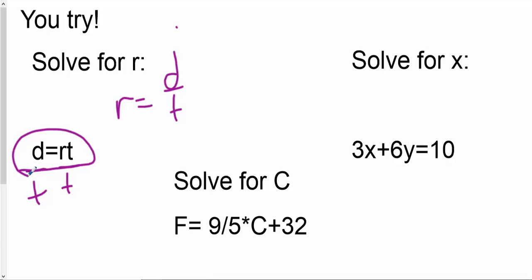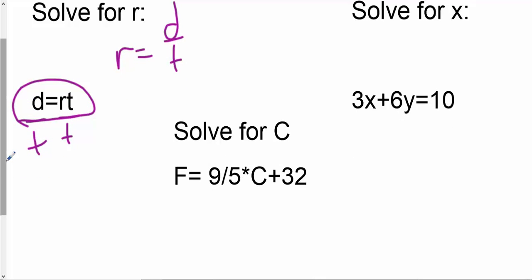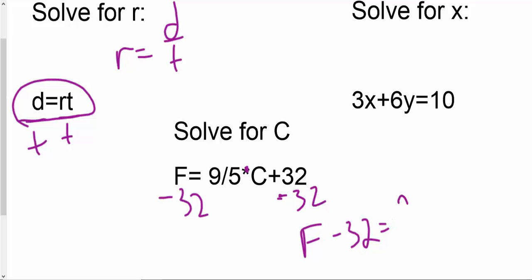Let's pop down to this second one. This is a conversion between Fahrenheit and Celsius. So what we're going to do here is we need to solve for Celsius, or the C. This little star here means multiplication. So we're going to subtract 32 from both sides and get F minus 32 equals 9 over 5 times C.